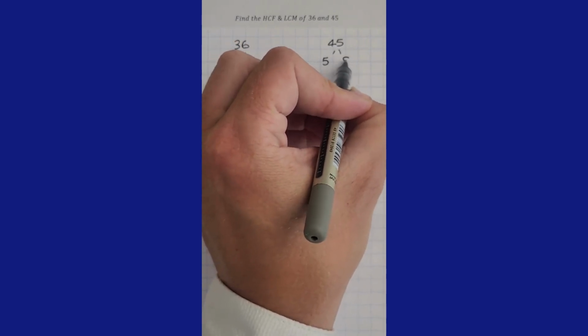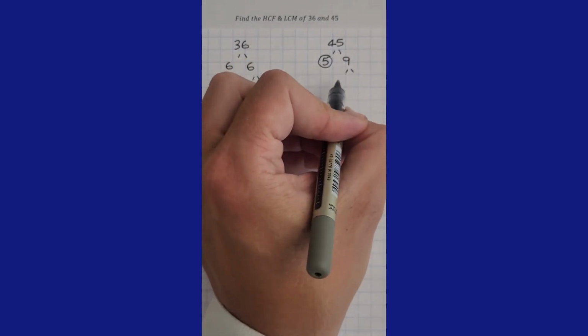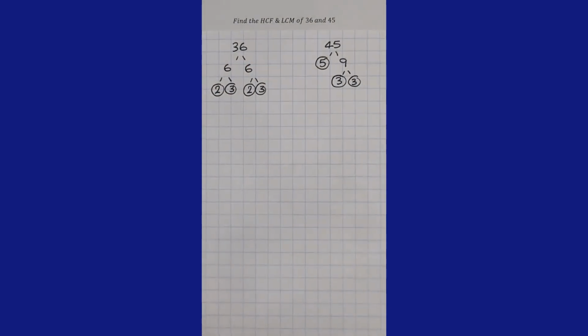If we go across to 45, I'm going to do the same process. I'm going to do 5 times 9. That's my only option. And 9 isn't a prime. Remember, it's 3 multiplied by 3. That's a classic number that people think is a prime because they see it as odd and stop.